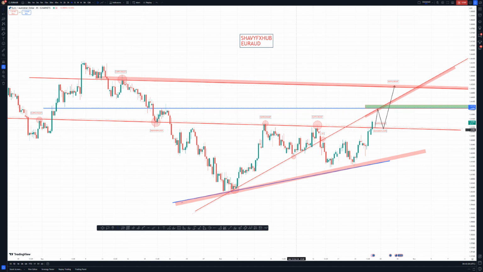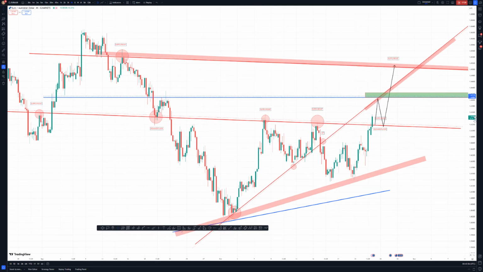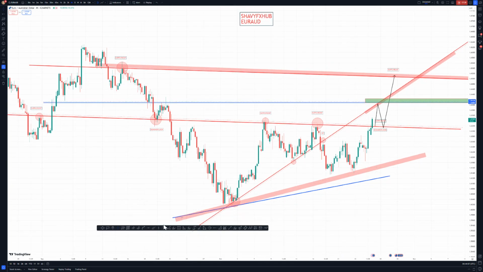So this is what we have at the moment, and we want price to play into a tiny level, 1.64726. So we want price to play into it. That's what we want. 1.64712 will be a sell.